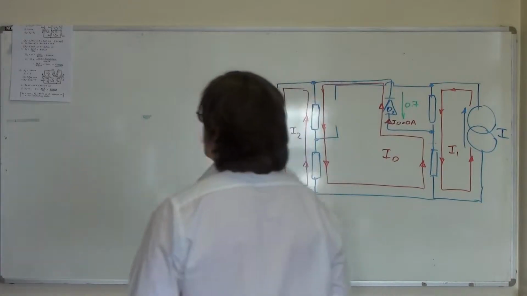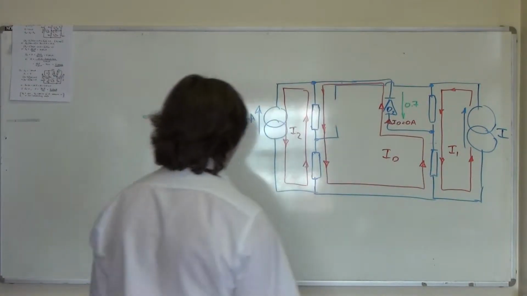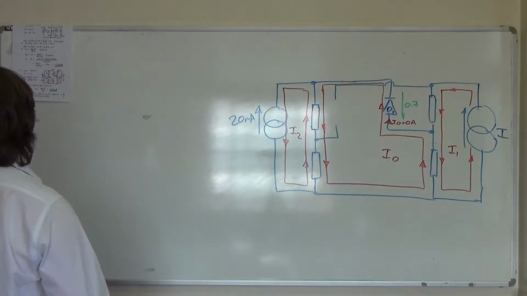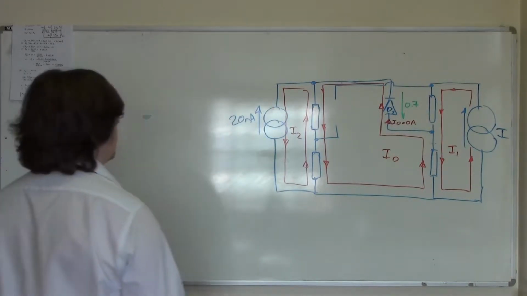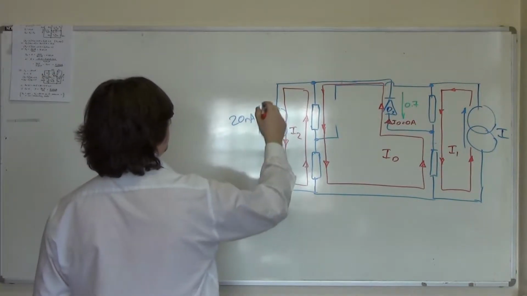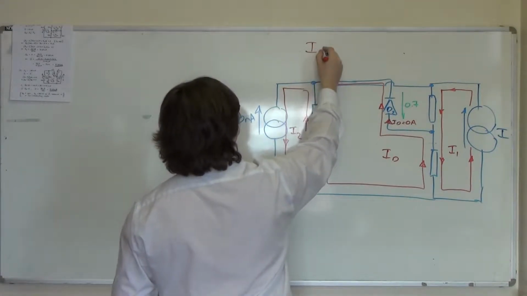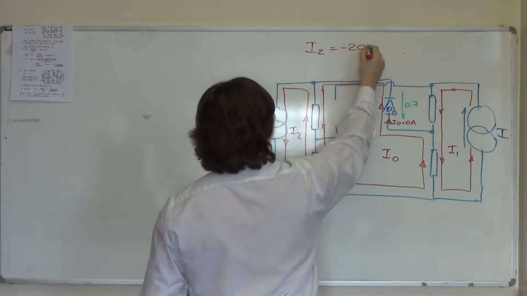And I1 is now the unknown current, because I1 completely describes the current in the unknown source. And we can also say, as we did before, that I2 must be minus 20 milliamps, because I2 completely describes the current in this source and the arrow direction is different. So I2 is minus 20 milliamps.